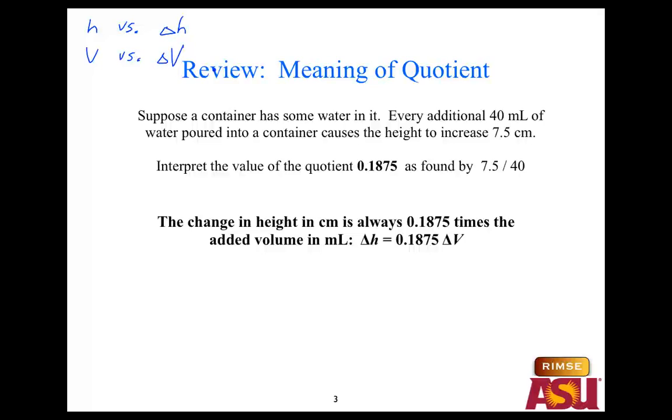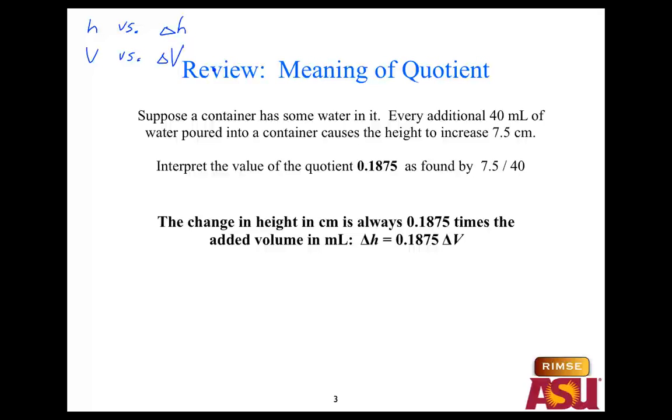Could you say the change in height is 0.1875 times the change in volume? Yeah, so that's what that one is, right? Oh, okay. So the change in height is always 0.1875. So that number 0.1875, can we? So 0.1875 is the measurement of the height in the units of the volume. Is it height in volume? Or is it the other way around? Okay, what do we think?